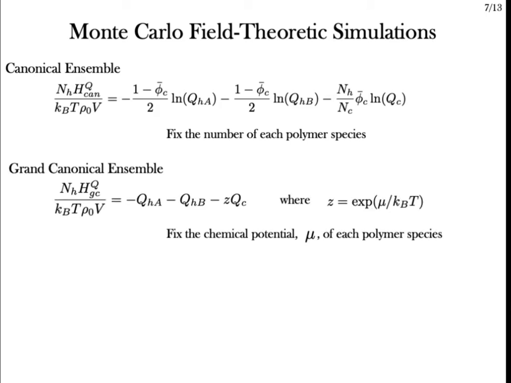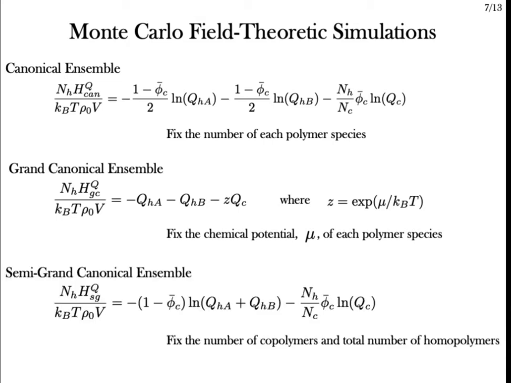When employing the grand canonical ensemble, rather than writing the Hamiltonian for the non-interacting chains in terms of polymer concentrations, we write it in terms of fugacity Z, or chemical potential mu, which here gives the difference in chemical potential between the copolymers and the homopolymers. We also use a semi-grand canonical ensemble, where we fix the number of copolymers and we fix the total number of homopolymers, but we allow A and B homopolymers to exchange.